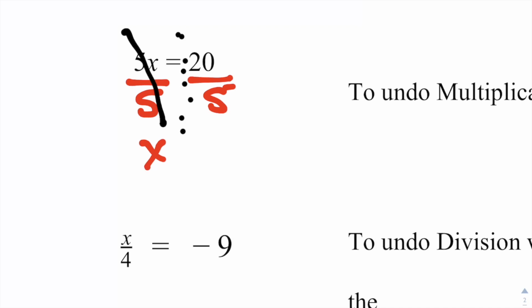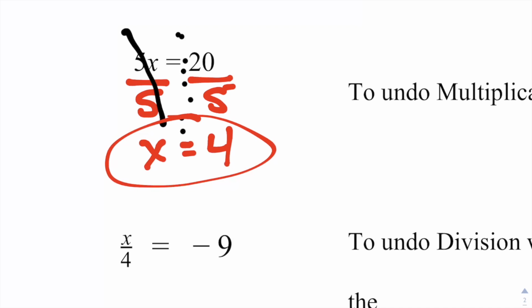On this side, I have 20 divided by 5, which if we punch in our calculator, or if you know your multiplication facts really well, you will know that 20 divided by 5 is just 4. So we have x equals 4 as our solution for that problem.